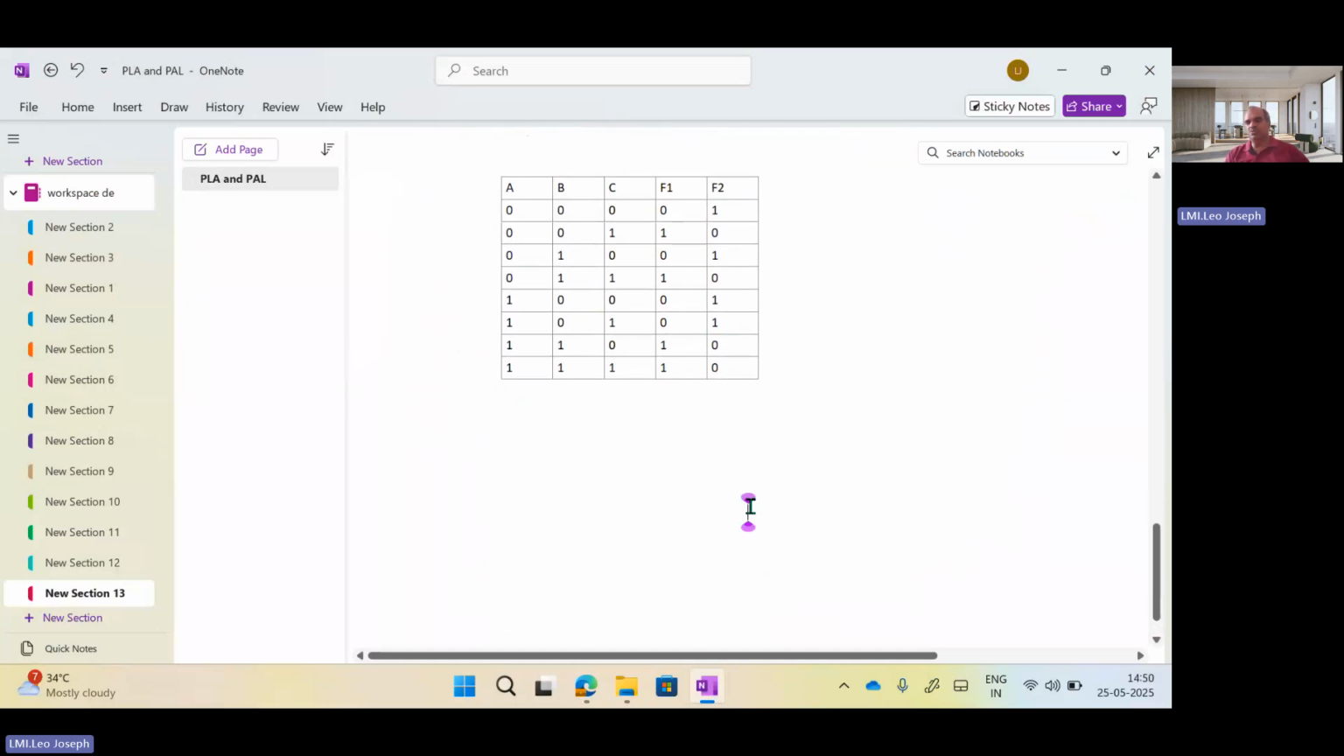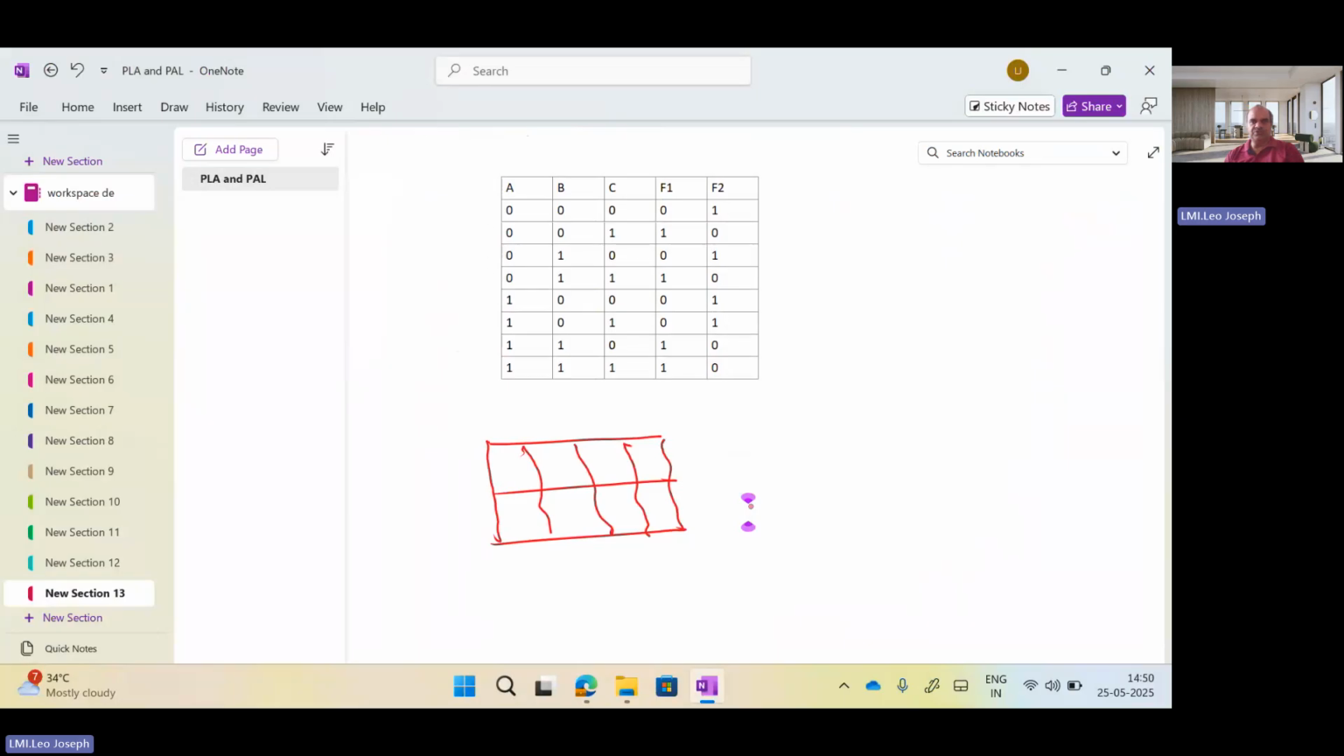Now I need to draw the Karnaugh map. How to draw a Karnaugh map? You all know, right? This is a 3-variable Karnaugh map. For F1, I am writing: here this is A and this is BC. That means this is B bar C bar, B bar C, B C, B C bar, and this is A bar and A. So what do I have to fill? 0 is 0, 1 is 1, and then 3 is 1.